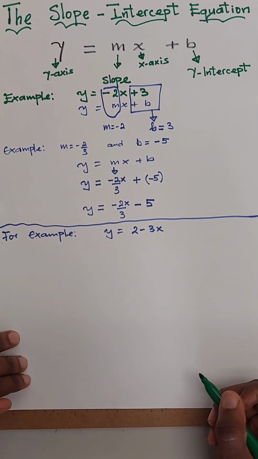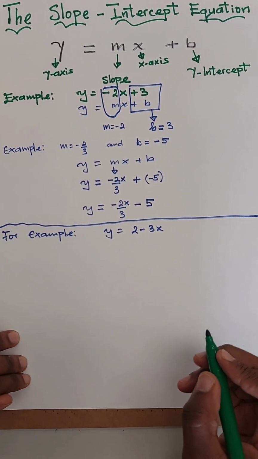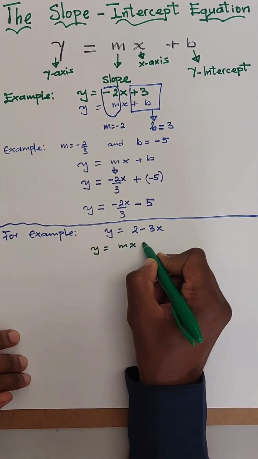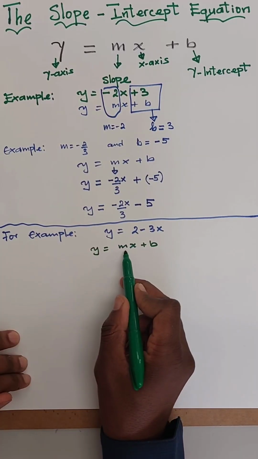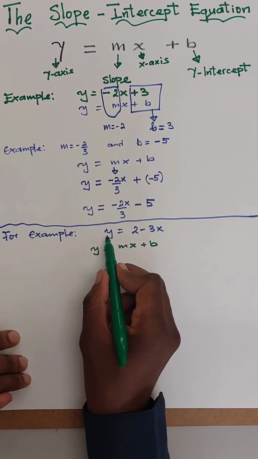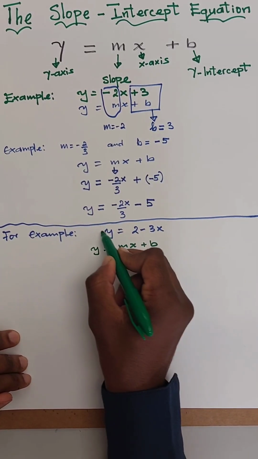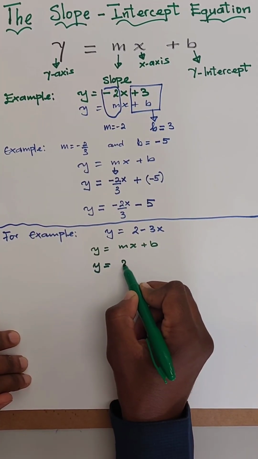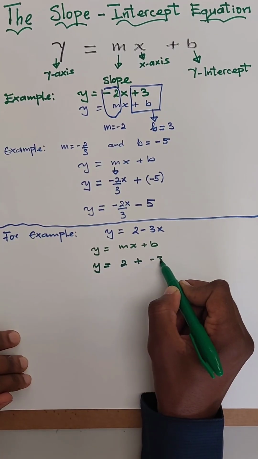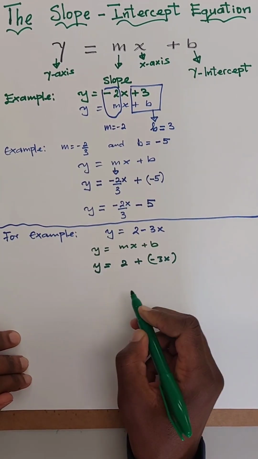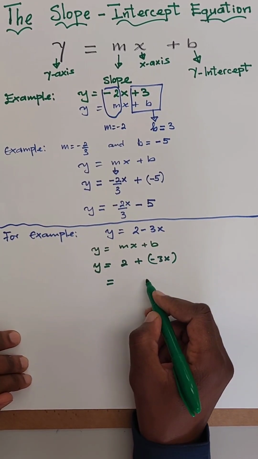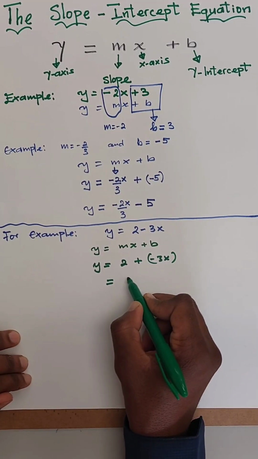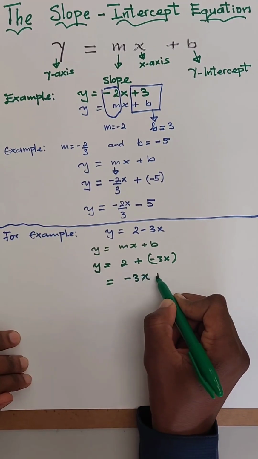We understand that the slope is the coefficient of x, so we want to write the equation as y equals mx plus b. In this form, the x term comes first. So we have the y isolated here, so we can rewrite that equation as y equals 2 plus negative 3x, so that we see the x term clearly, and then use commutative property to write the right-hand side as negative 3x plus 2.